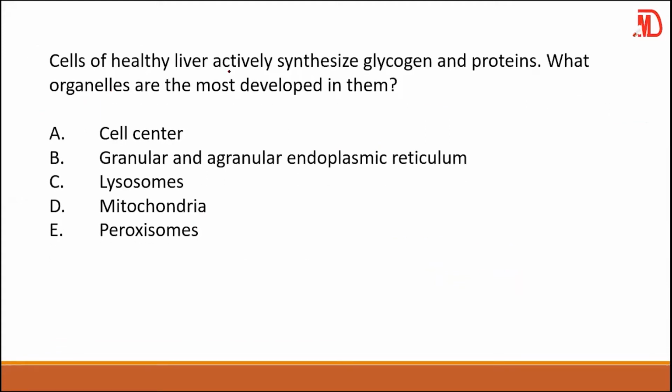Cells of healthy liver actively synthesize glycogen and proteins. You remember when we talk about glycogen, right? Glycogen is the storage form of what? Of glucose. So they say that cells of healthy liver actively synthesize glycogen and proteins. What organelles are the most developed in them?